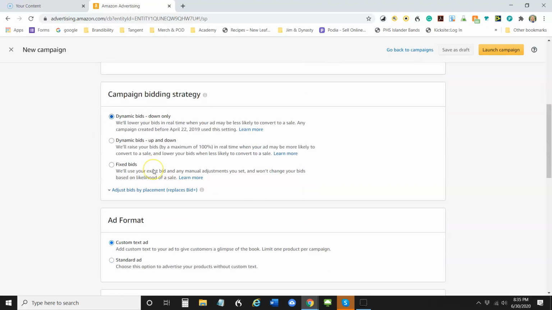Now, here's bid campaign strategy. You have dynamic bids, down bid only, dynamic bids up and down, and fixed bids. So this means it's kind of like exactly what it says. So if you set a 10-cent bid, it will only go 10 cents and lower.